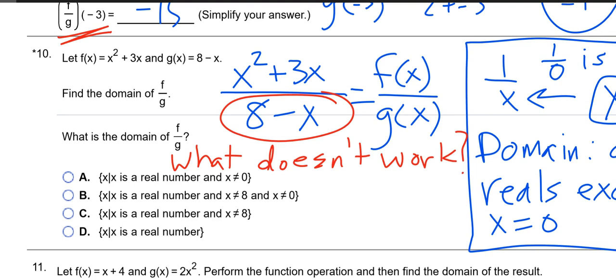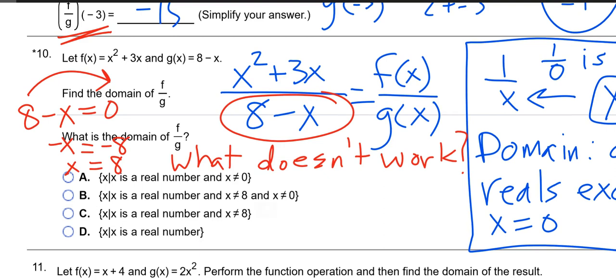Now, for those of you who want to see the math involved in that, it looks like this. 8 minus x equals 0. You can actually take that denominator, set it equal to 0, and solve it. Subtract the 8 over to the other side. Divide by a -1. And you can see the problem that occurs. So, every real number in the universe works except 8.